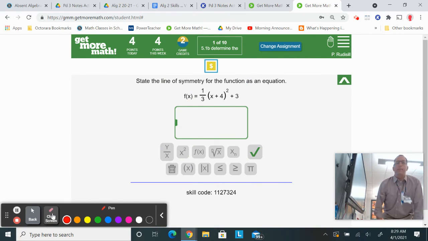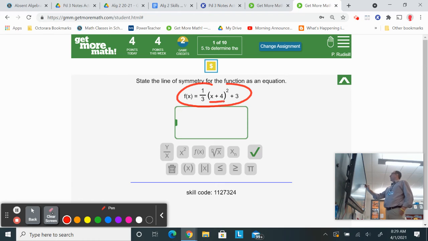Okay, now for this problem, in order to use the formula, the opposite of b over 2a, I have to put this into standard form. To do that, I need to multiply x plus 4 times itself, because that's what it means by squared. Then I need to multiply it by 1/3. Then I need to add on 3.